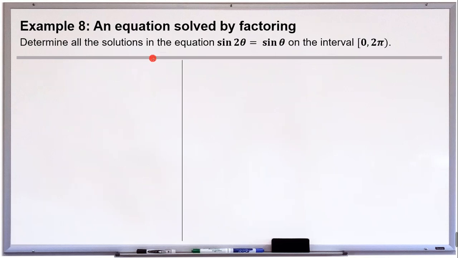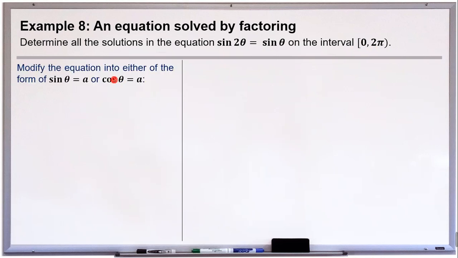Next, an equation solved by factoring. Determine all the solutions of the equation sine 2 theta equals sine theta on the interval 0 to 2 pi. This time we're given an interval in which 0 is included and 2 pi is not included. It is included in the sense that it uses this bracket rather than the parenthesis.